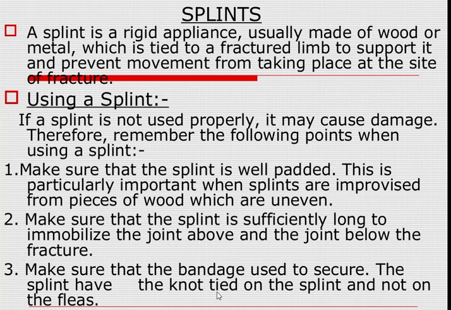So that's the definition. Repeating, it's a rigid appliance made up of wood or metal which is tied to a fractured limb to support it and prevent the movements from taking place at the site. Uses of the splints: if a splint is not used properly, then it may cause damage. It may cause further displacements. It may cause delay in the healing. And for that, some important points need to be kept in mind for the application or the care of the splint.